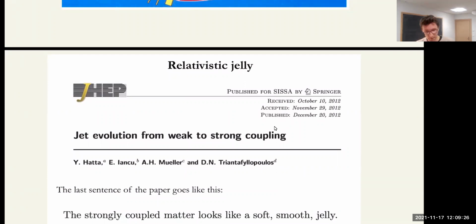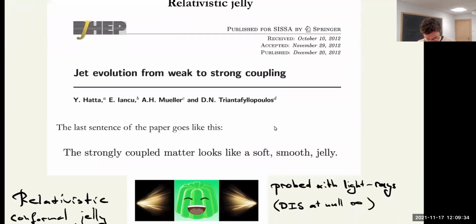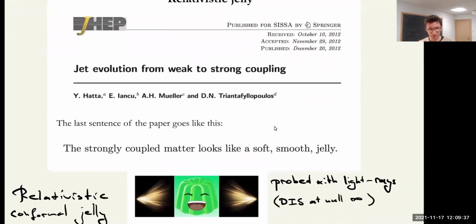So this is a very intuitive picture, and it's nice, but maybe we would like to understand a little bit better the properties of this jelly. And so that's what we tried. We would like to probe this relativistic conformal jelly with light ray operators. So that's the basic idea. One way to think about it is some kind of deep inelastic scattering experiment, similar to what they did, but performed at null infinity. Now, let me be more precise.